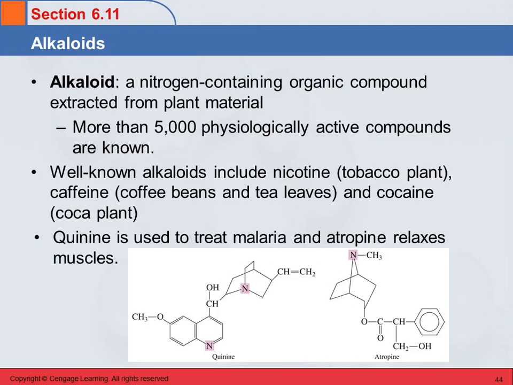Alkaloids. The word alkaloid, that "oid" means like. A humanoid is like a human, but is not human. An alkaloid is like a base. Alkaline is basic. So alkaloids are nitrogen-containing compounds, organic compounds, that are extracted from plant material.